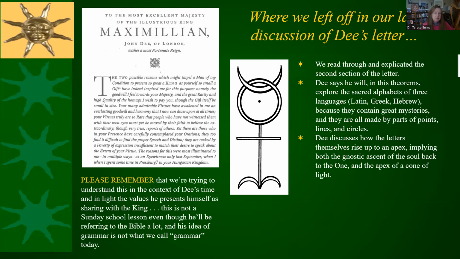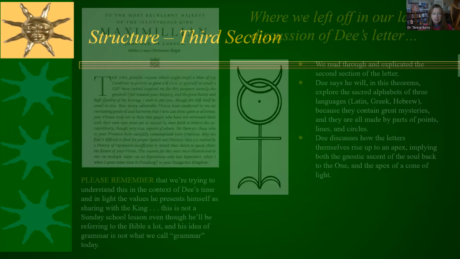So Dee, in that previous section, discusses how the letters themselves rise up to an apex, implying both the Gnostic ascent to the one, but also the apex of a cone of light. It is one of his absolute favorite images. He has diagrams on this in his other book of theorems, the Propaedeumata Aphoristica, which has a whole long group of theorems on what we would call conic sections.